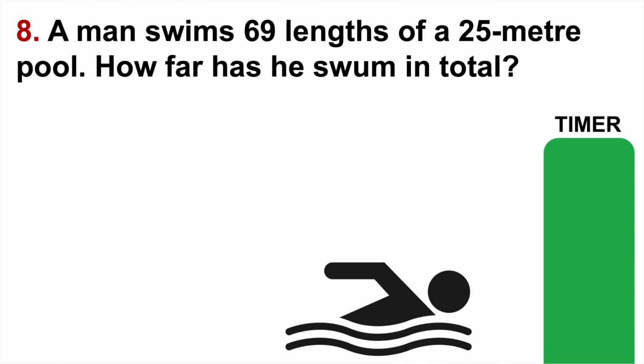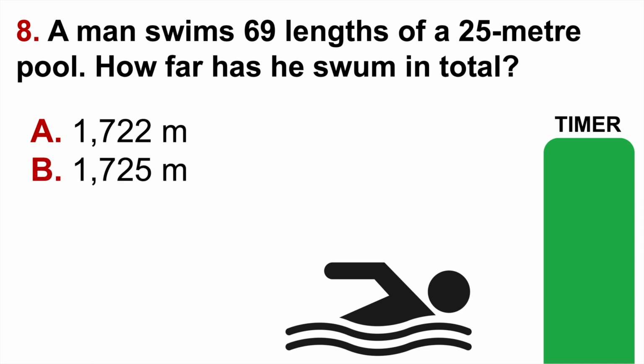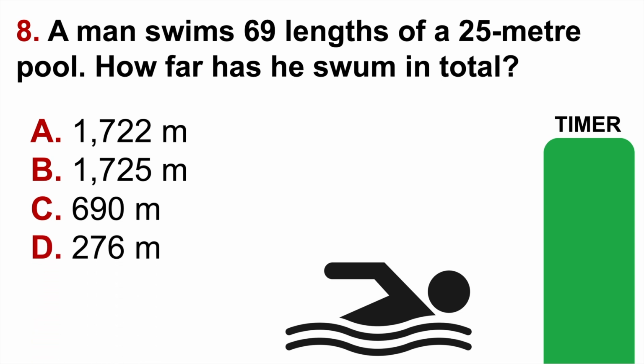A man swims 69 lengths of a 25-metre pool. How far has he swum in total? A, 1,722 metres. B, 1,725 metres. C, 690 metres. D, 276 metres. Or E, 1,750 metres. Here's the timer.